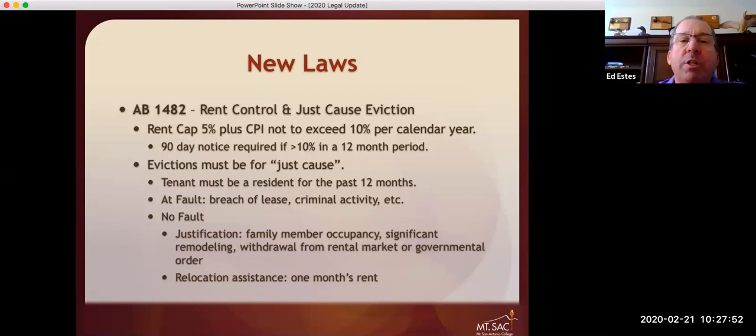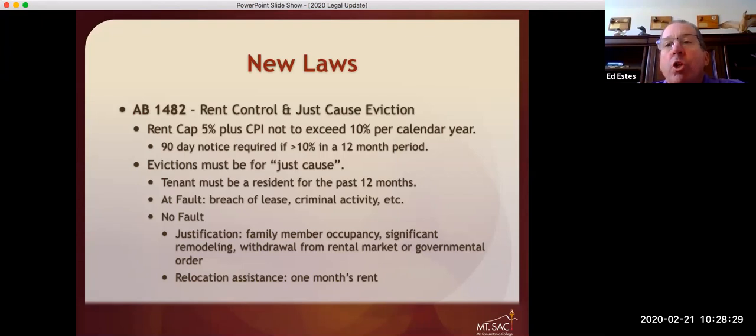Next, evictions must be for just cause. In other words, if you're going to evict a tenant, you have to have a reason for it, such as breach of the lease, criminal activity, failure to pay rent. Now, this will kick in once the tenant has been a resident of the premises for 12 months. So essentially, you have an 11-month, 29 or 30-day honeymoon to figure out whether the landlord really gets along with this tenant.